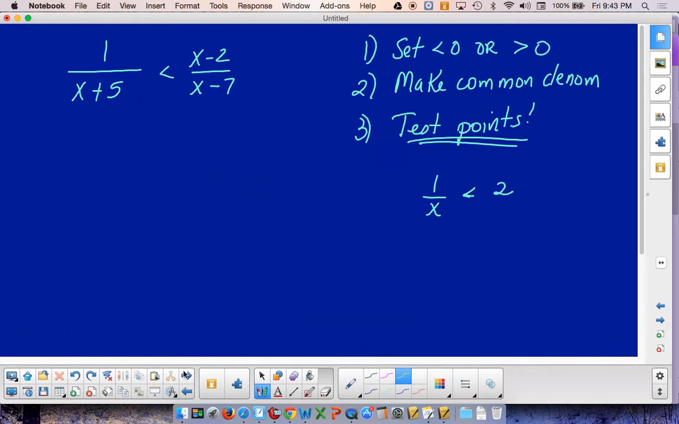Okay, last one. Those of you who have had pre-calc have seen this before. Those of you who've only had Algebra 2, you have not seen this before.